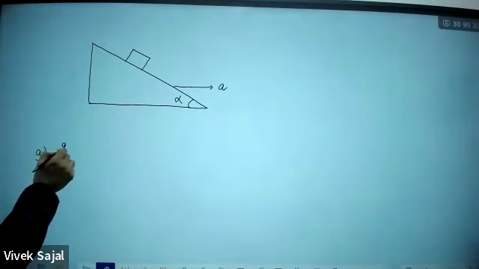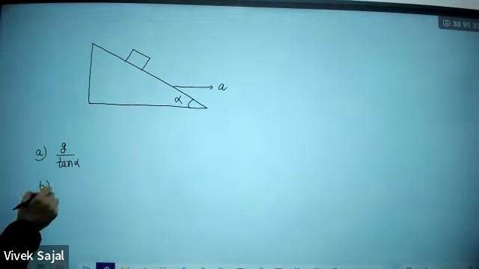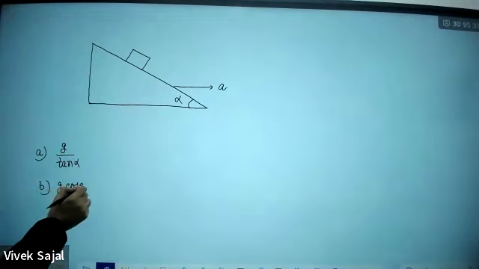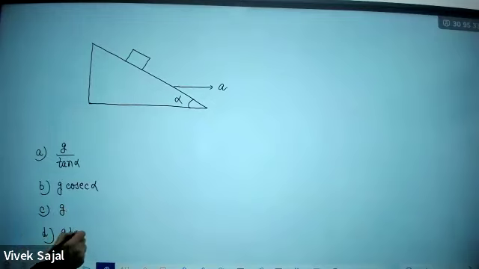Option A is g upon tan alpha. Option B is g cosec alpha. Option C is g. And option D is g tan alpha. You have to find out this.